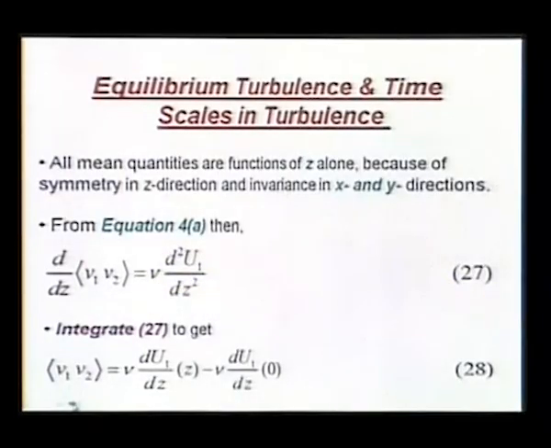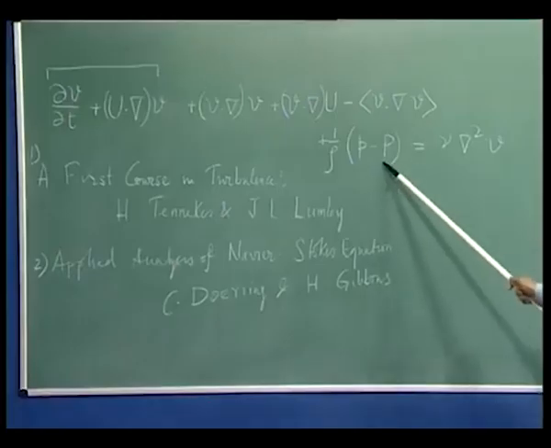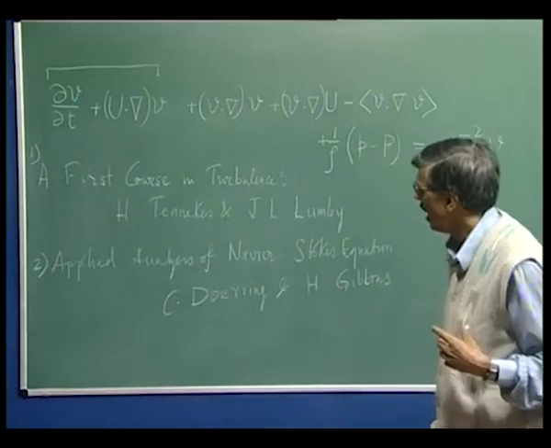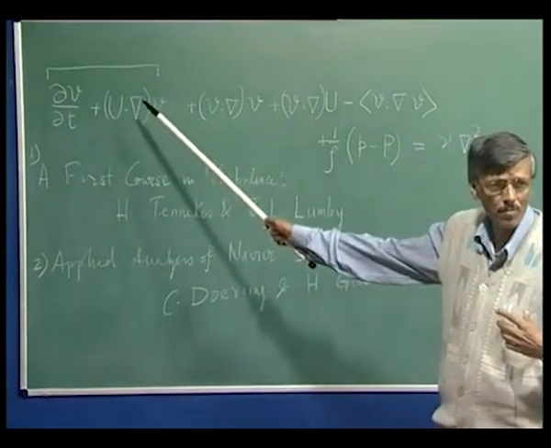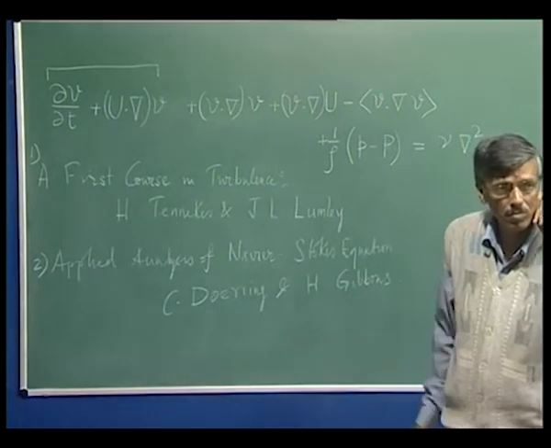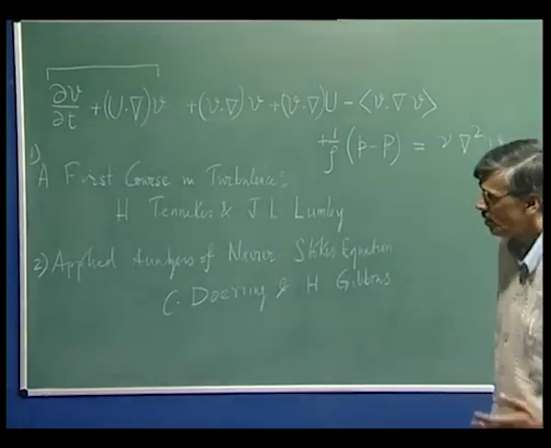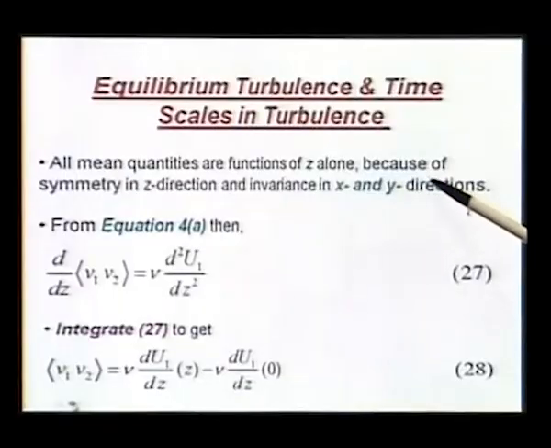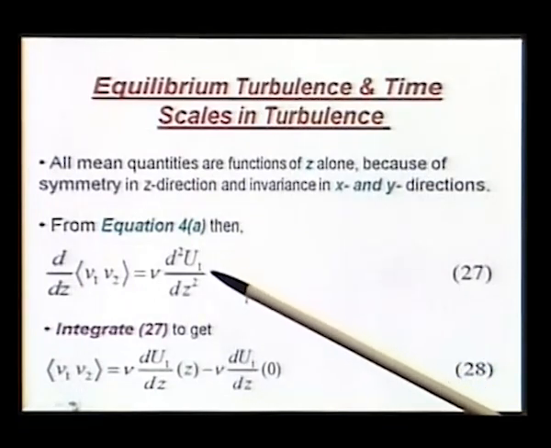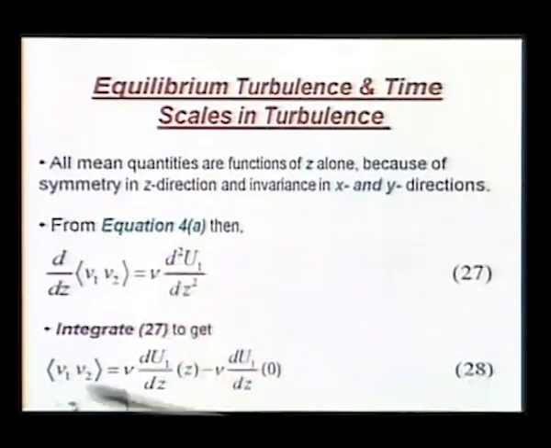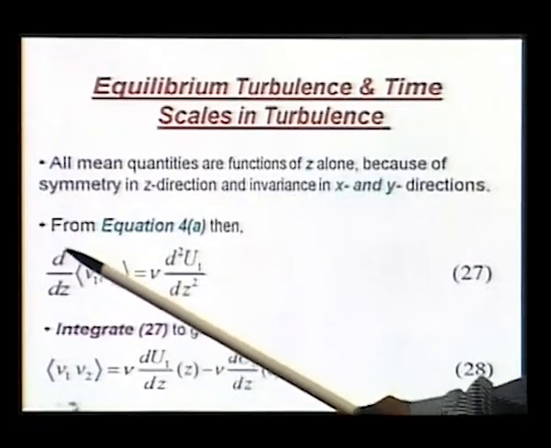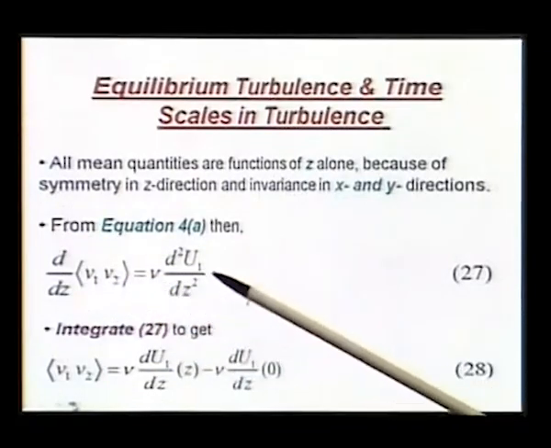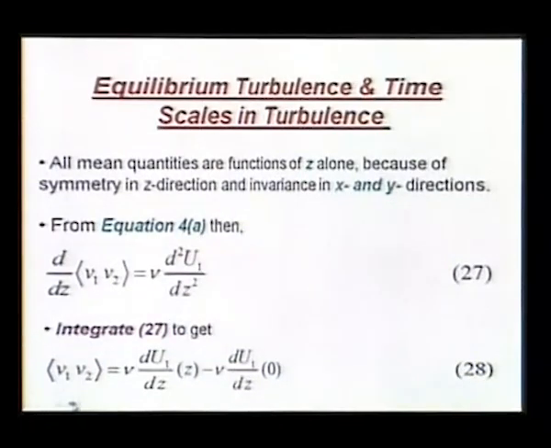Okay. You can verify that. This term is of course not there. This term is gone, and this term will not be there, because of your invariance with respect to x and y direction. So, what you end up getting from the RANS equation is this: the shear gradient of the Reynolds stress should be balanced by, equal to, the streamwise diffusion term.